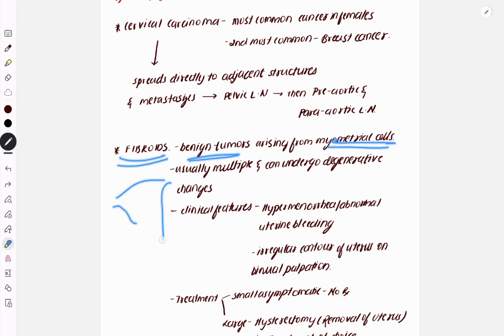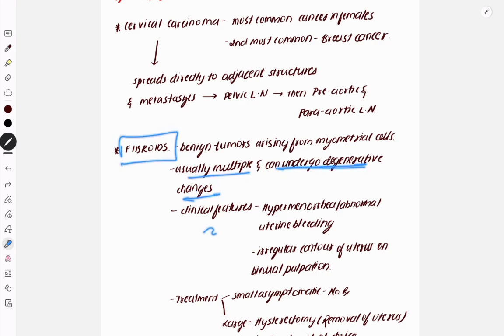So the uterus has three layers. The first one is the epithelial layer, which is the endometrium, and then we have the myometrium, which is the muscular layer, and then we have the serosa. So myometrium, which is the muscular layer, contains the myometrial cells, and the benign tumor coming from this muscular layer is called the fibroids. These fibroids are usually multiple and they can undergo certain degenerative changes.